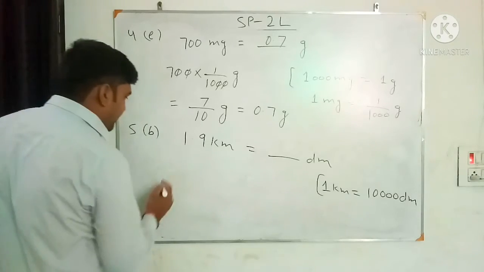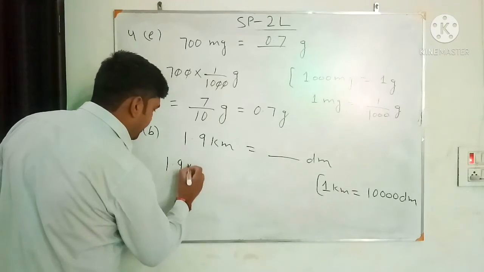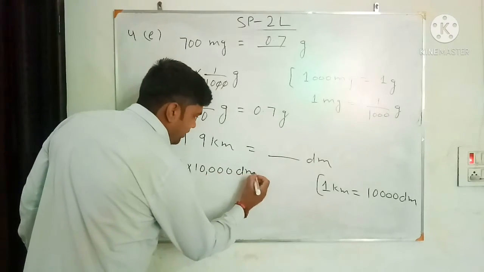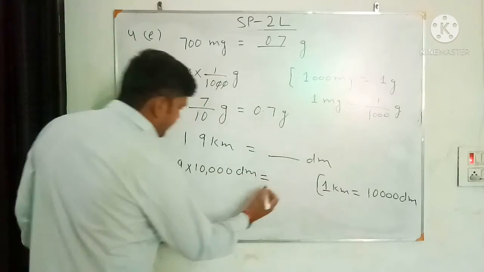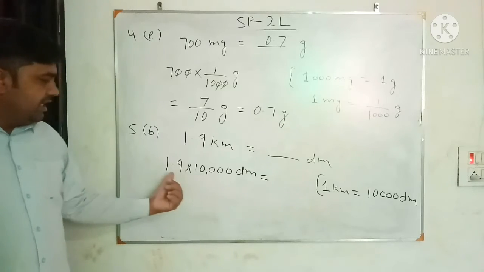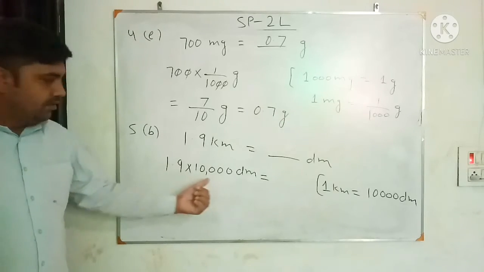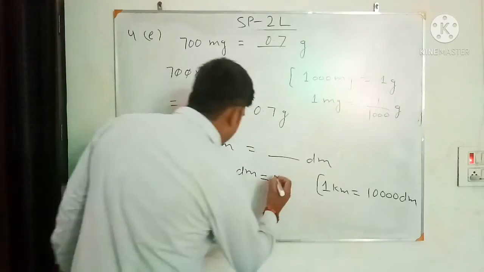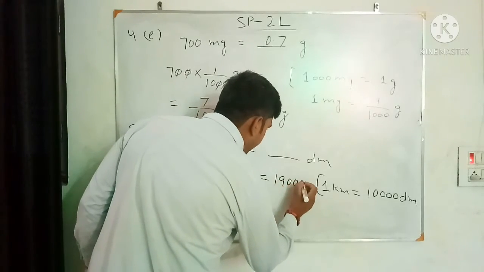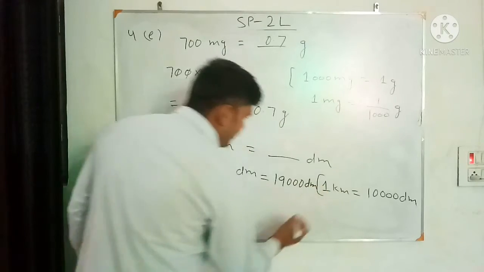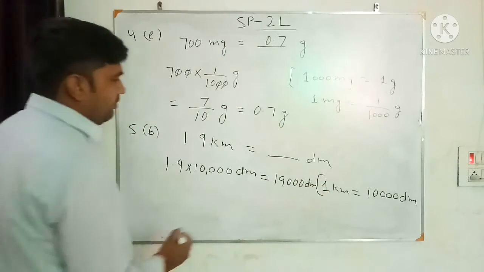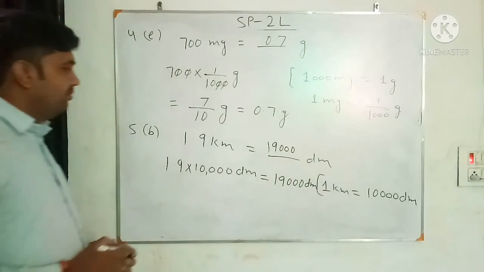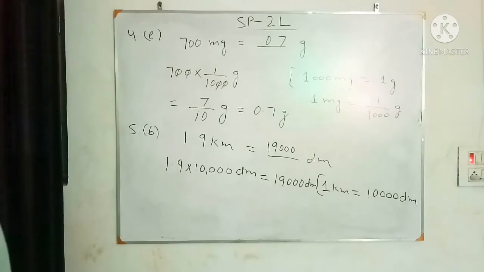So multiply here by 10,000. That is 1.9 into 10,000 decimeter. Whenever you multiply a decimal number by 10,000, decimal will shift 4 places right. After decimal there is 1 digit, 9. We add 3 more zeros, that will become 19,000 decimeter. So what is the answer? 1.9 kilometer equals 19,000 decimeter.